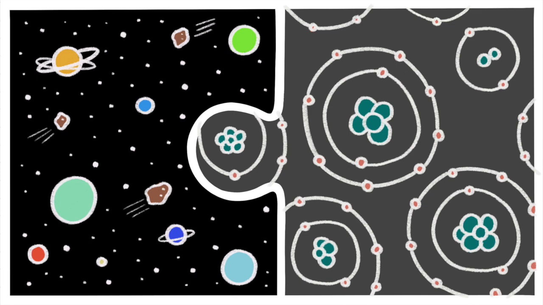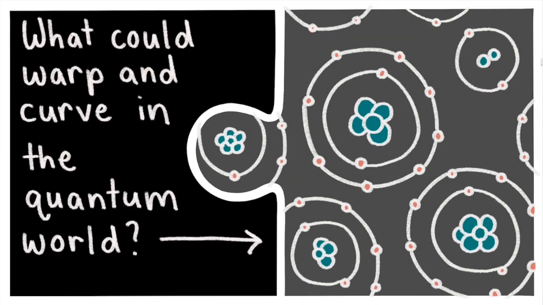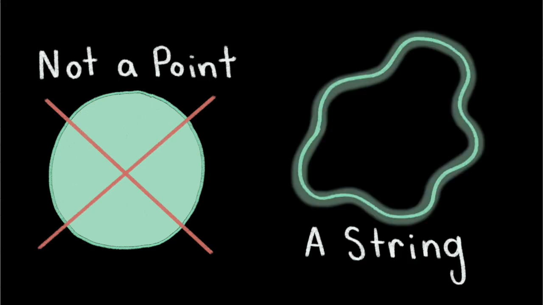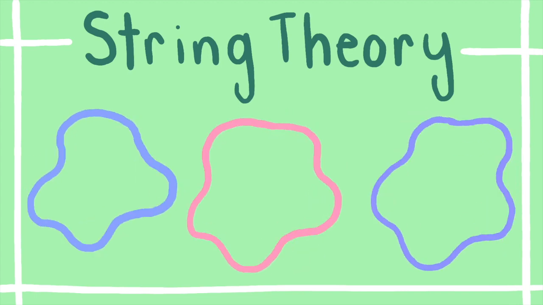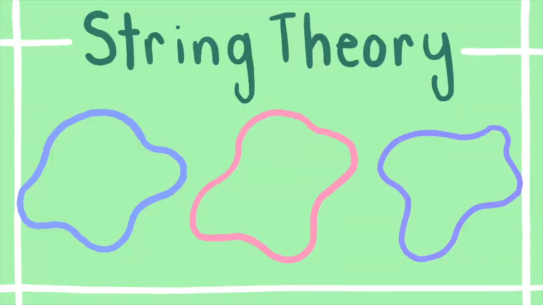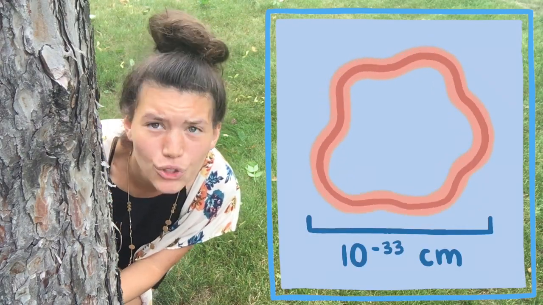But to explain our universe in one theory, scientists needed to link the worlds of the large and small. What could warp and curve in the quantum world? Not a point, but a string. String theory states elementary particles consist of one-dimensional strands of energy called strings. These strings are incredibly tiny.